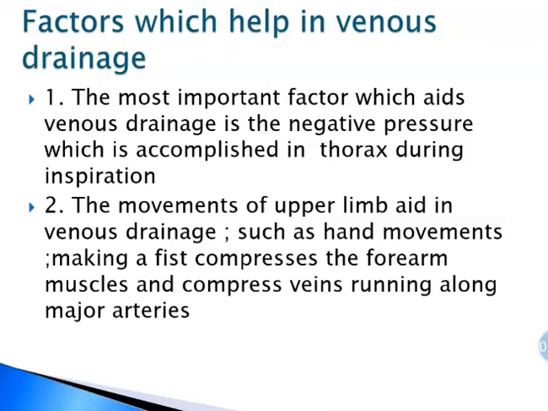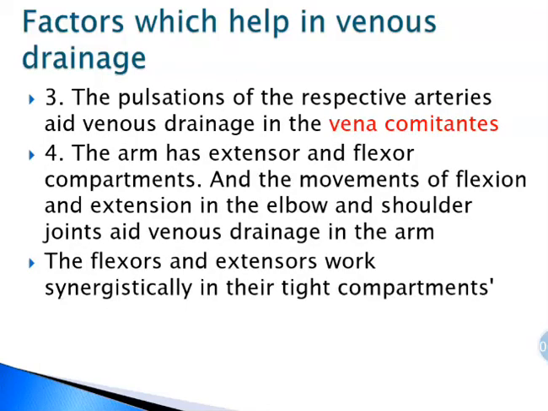Further, the venous drainage in the upper limb is aided by hand movements, such as making fist, compresses the forearm muscles and compresses the veins which are running along the major arteries. Apart from that, the pulsations of the respective arteries aid venous drainage in the venae comitantes.